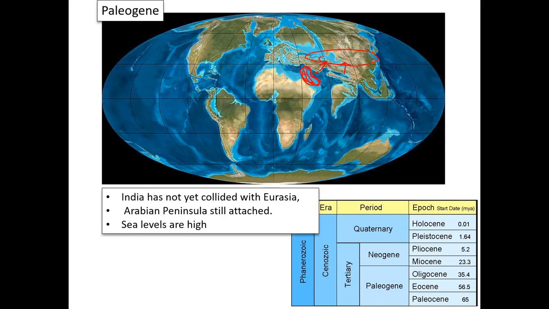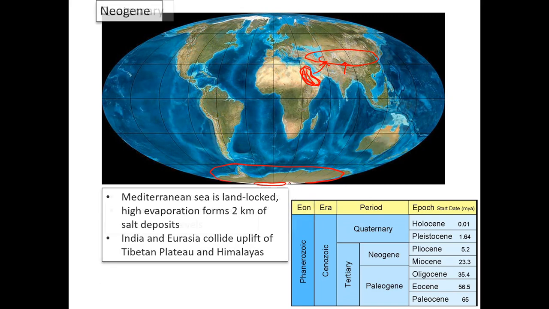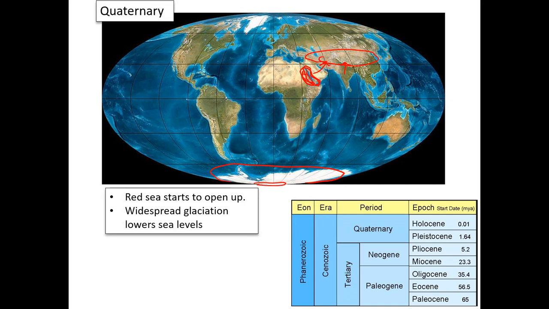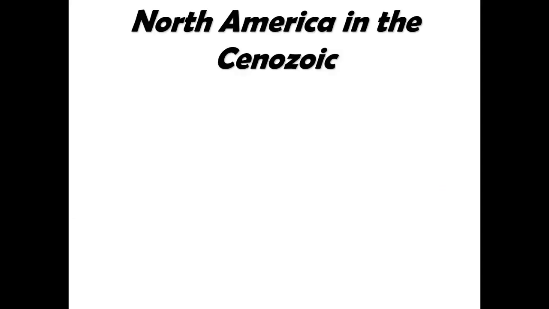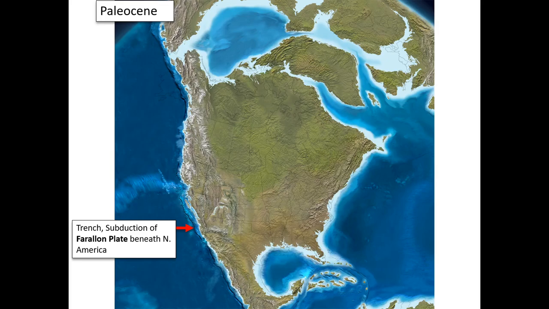So you'll notice that there are really no glaciers, maybe just a tiny bit here, during the Paleogene and Neogene. But during the Quaternary, we see widespread glaciation on Greenland. We see it on Antarctica. And during the Pleistocene, we get glaciation all the way down, covering a lot of Eurasia, a lot of North America as well. So let's zoom in now and start talking about what's going on in North America during the Cenozoic.